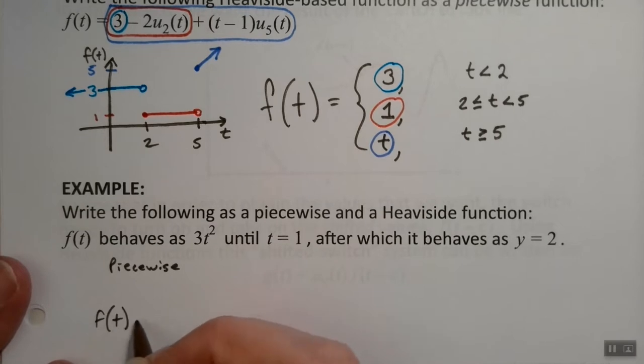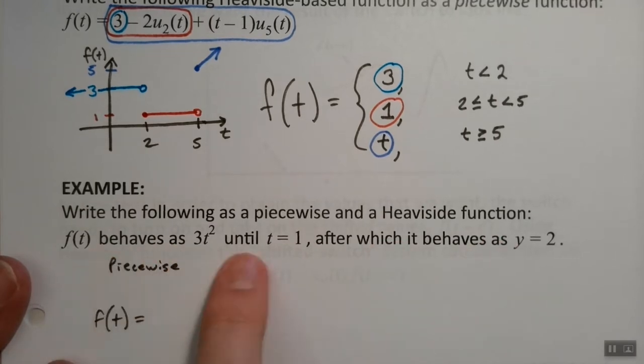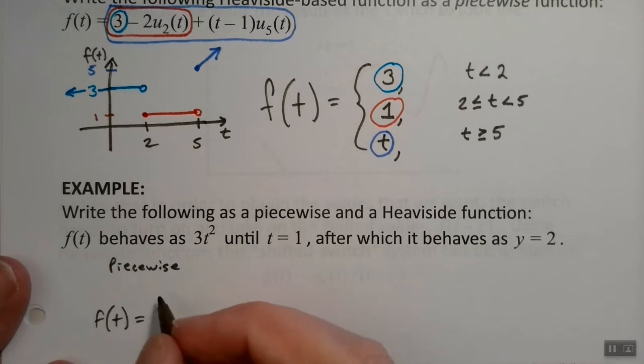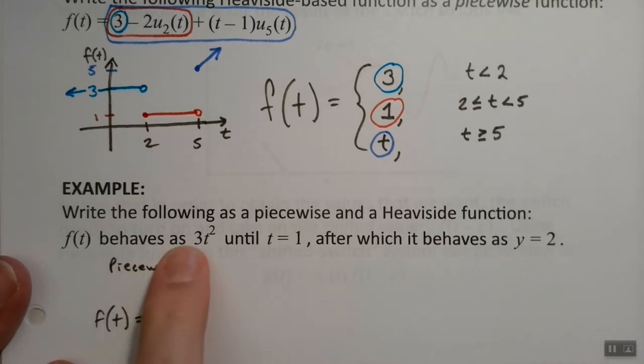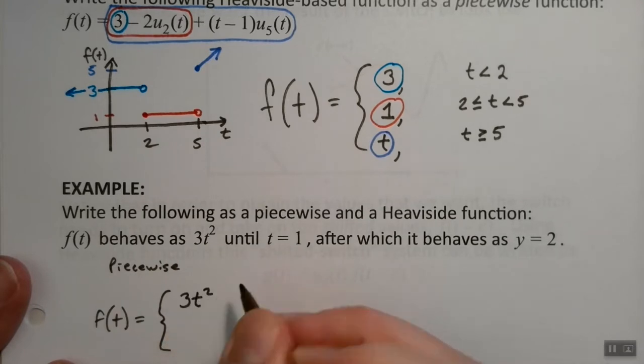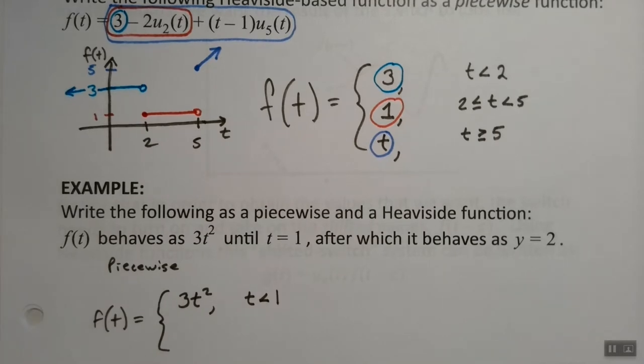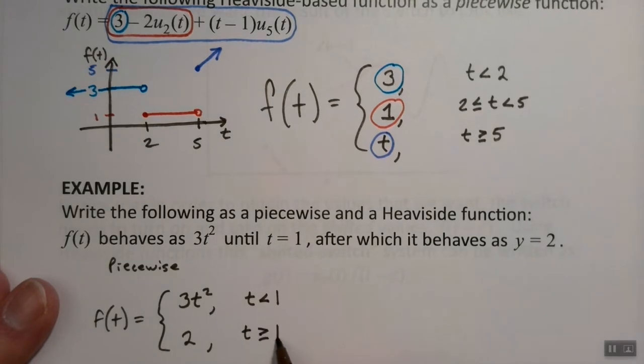So f of t, let's see how many parts do we have. It behaves like this until then, and then it behaves as something else. So it's only going to be 2 parts. So it behaves as 3t squared until t equals 1. So 3t squared until t equals 1. So t is less than 1. After which it behaves as y equals 2. So it's going to be 2 everywhere that t is greater than or equal to 1. So we have our piecewise notation.